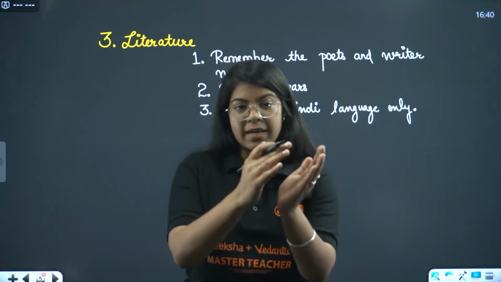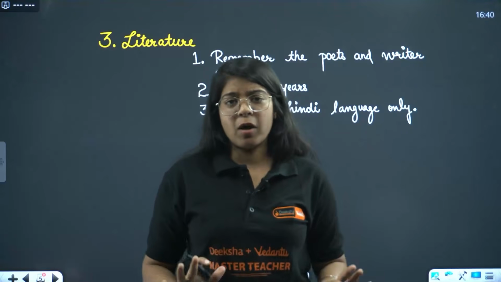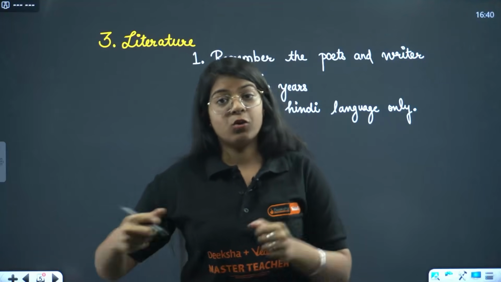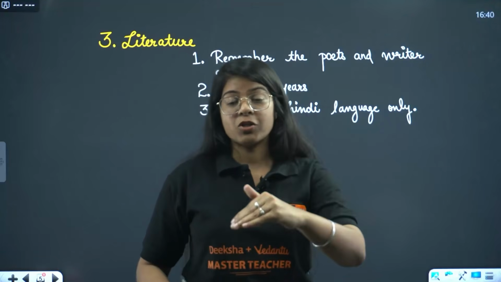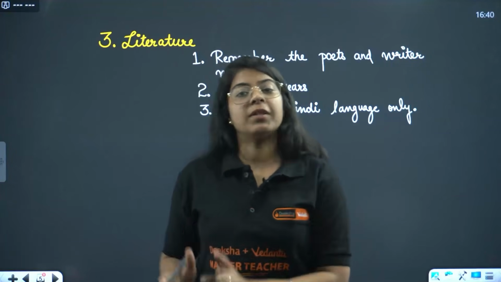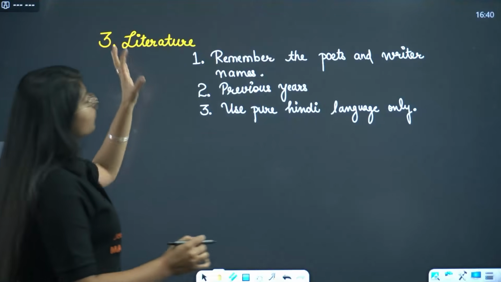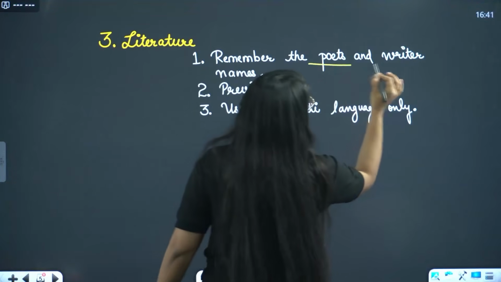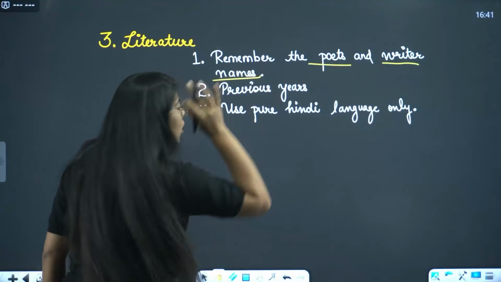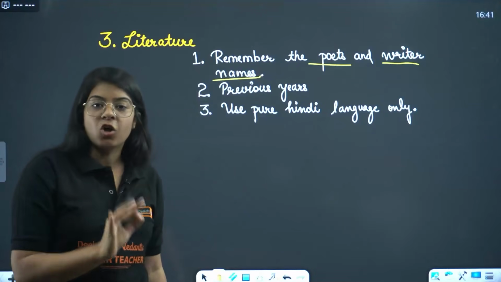You can choose whatever you want to do first, writing or literature, it is completely fine. If you think that the essay given in the paper is one you know about, you can write that first, or you go to the literature part if you know all the questions and remember all the answers, then you can attempt that as well. Done. So in literature, first, the very important point: remember the poets' and writers' names of all chapters and of all poems that are there in your book.